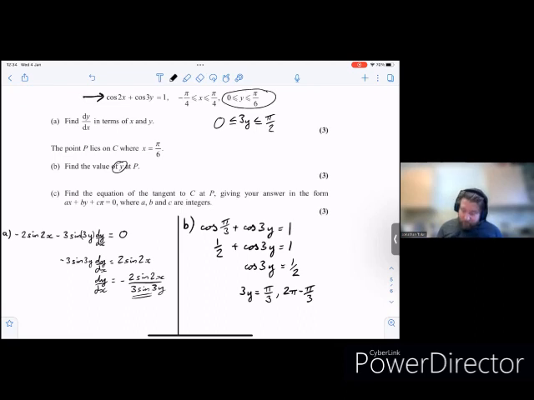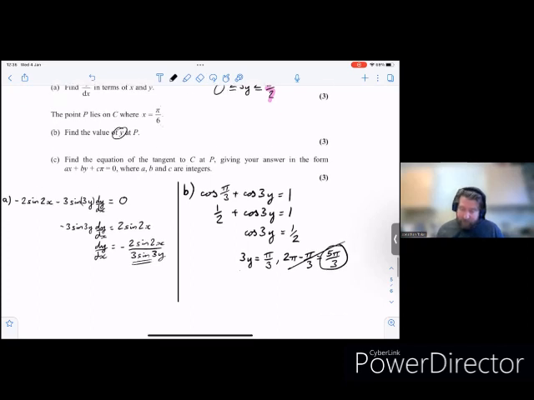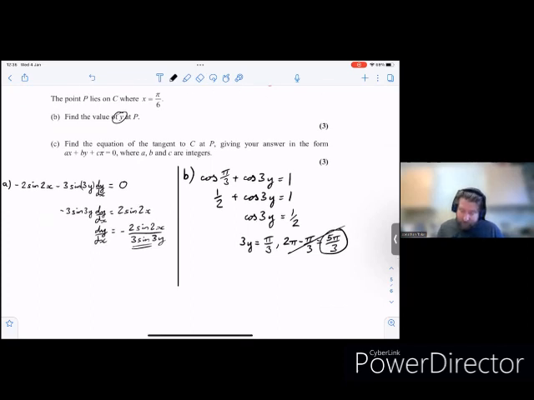Okay, so 2 pi minus pi over 3 is 5 pi over 3. Now that is too big, isn't it? The biggest value we can get for 3y is pi over 2. So 5 pi over 3 is too large. So we can reject that as one of our answers. And we are just left with 3y equals pi over 3. So that means y equals pi over 9.